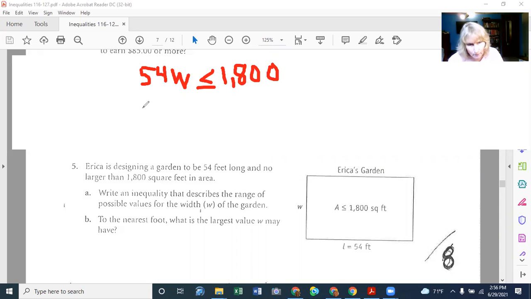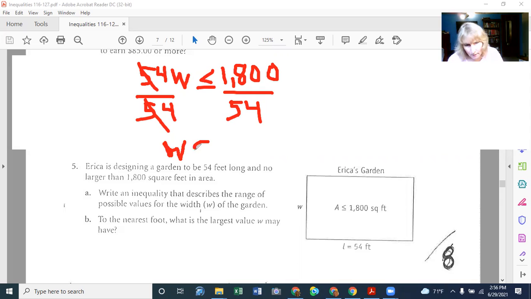So then that means solving for W. So we're going to divide by 54 on both sides. Cross off the 54s here. W is less than or equal to, and then I'm going to cheat, 1,800 divided by 54, 33.3.